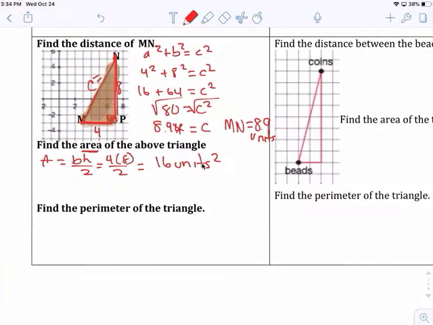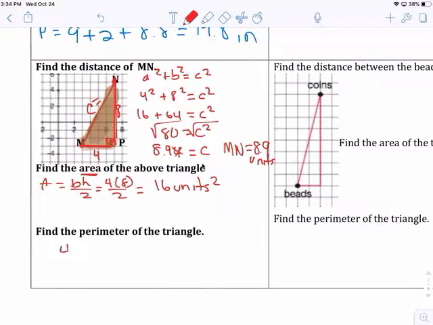For perimeter, you add all the sides, so you add 4 plus 8 plus 8.9.